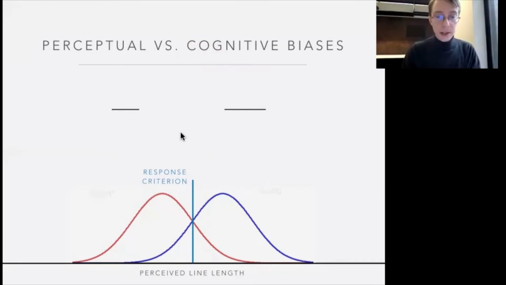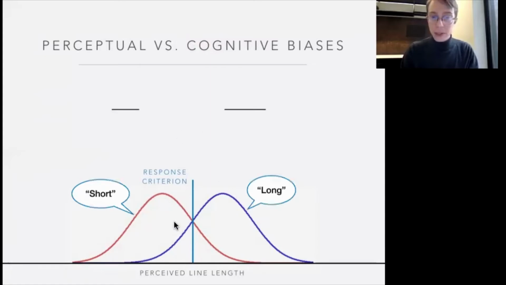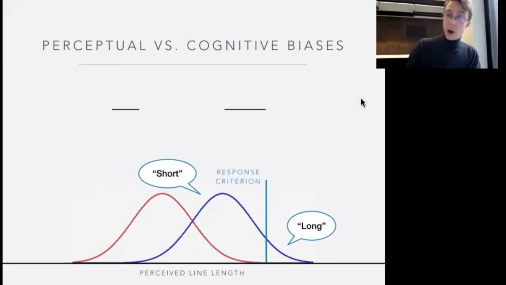Okay, so let's say that you put your response criterion in the middle here, such that when you perceive the lines as being, let's say, less than 5 centimeters, you answer that the lines are short, and when you perceive the lines as being more than 5 centimeters, you answer that the lines are long. Now, let's imagine that I give you a lot of money in order to answer that the lines are short. You'll move your criterion such that you will now answer short more often, right? Because you want to earn a lot of money.